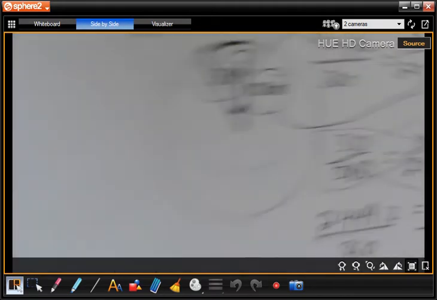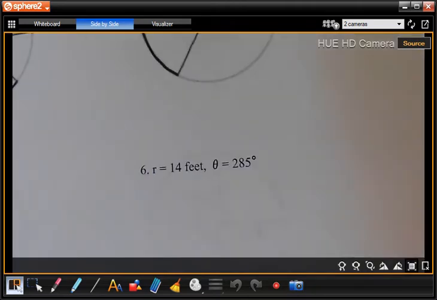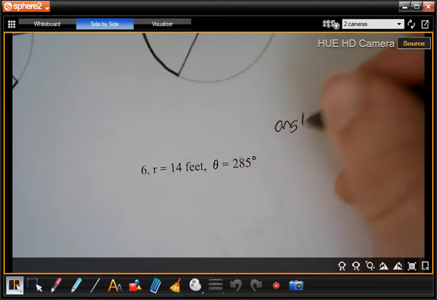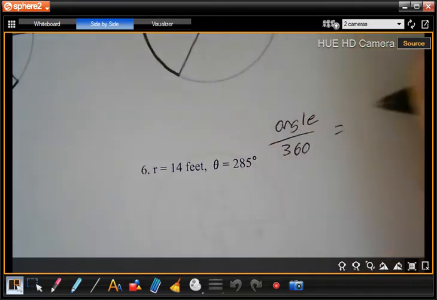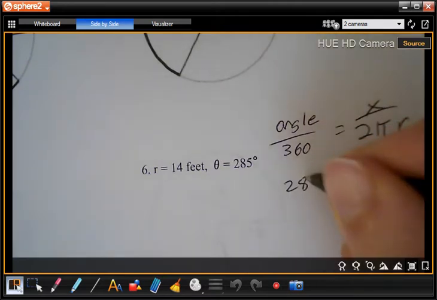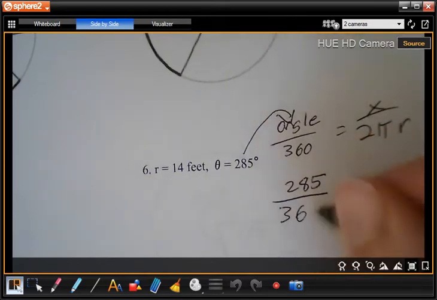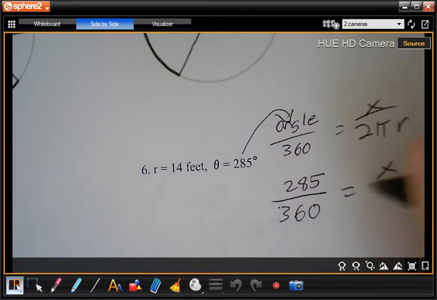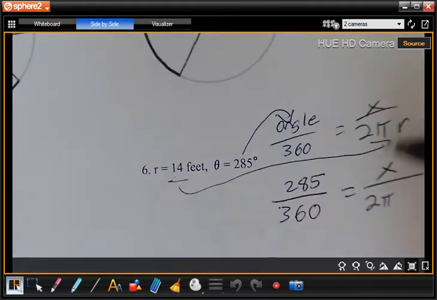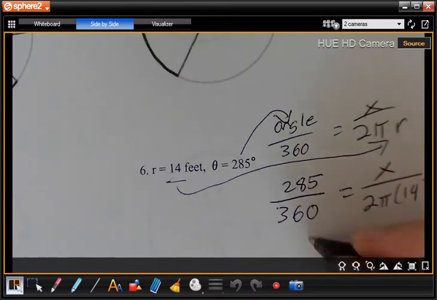Okay, let's do one more like that where you don't have a pretty picture. We're going to go down and do number 6. We've got the radius, we've got the angle. Remember, we're filling it in for angle over 360 equals x over 2 pi r. So my angle is 285, sticking it right here, over 360 equals x, my unknown, over 2 pi, and r is 14. So I'm going to put 14 right here.